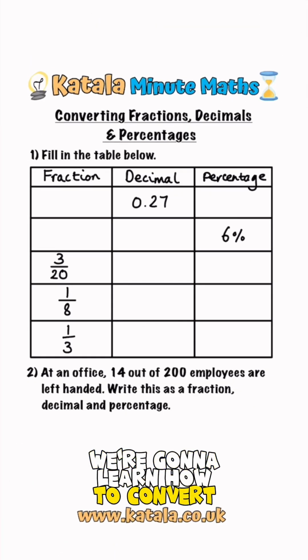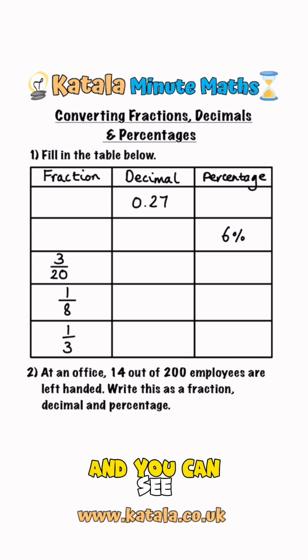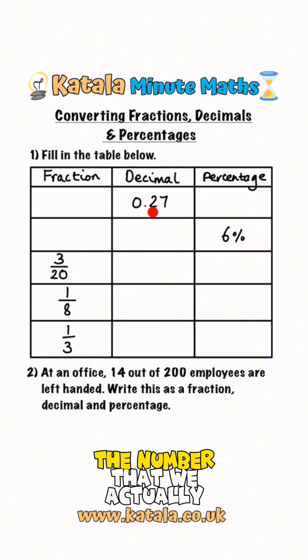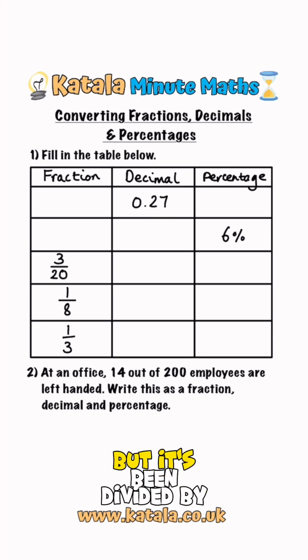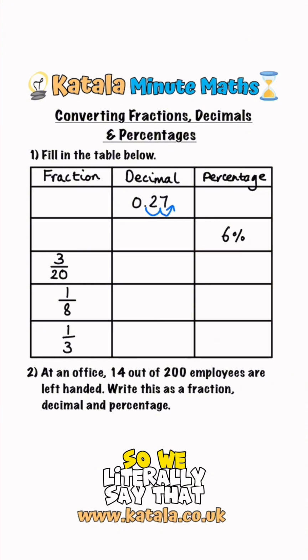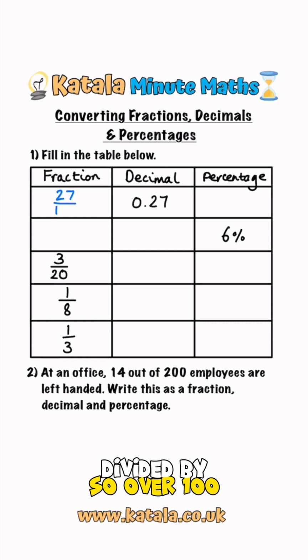In this clip, we're going to learn how to convert between fractions, decimals, and percentages. So we're going to try and fill in this table here, and you can see we're told that we've got a decimal of 0.27. Now to turn this into a fraction, if we think about this, the number that we actually have here is 27, but it's been divided by not 10, but 100. So we literally say that our fraction is 27 over 100.